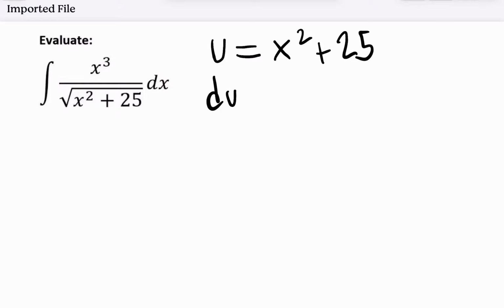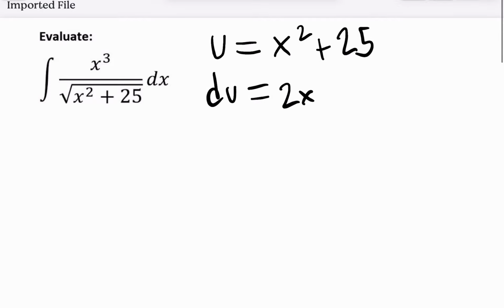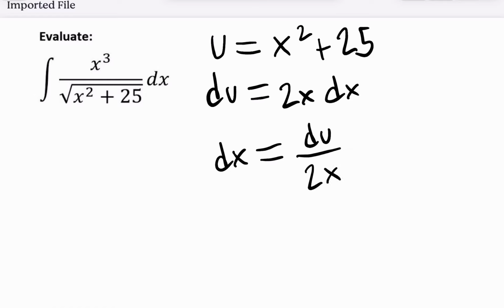Now, we want to take the derivative of u with respect to x, so that would be 2x because the 2 comes down, and then 25 just becomes 0, so we don't need to add anything. But because we took the derivative and it's with respect to x, we want to add dx. So now we want to solve for dx. So dx, because we're going to be replacing the dx in the original integral that we want to evaluate, and that's why we're doing this step, dx will actually be equal to du divided by 2x.